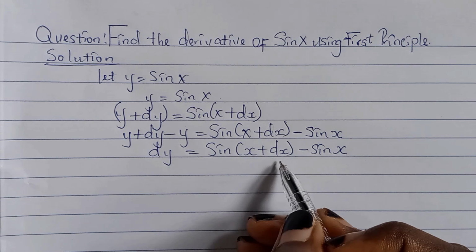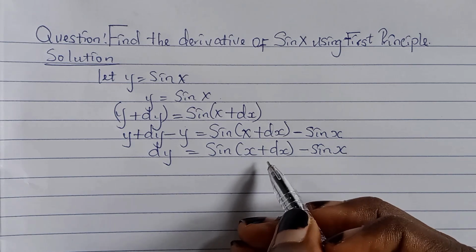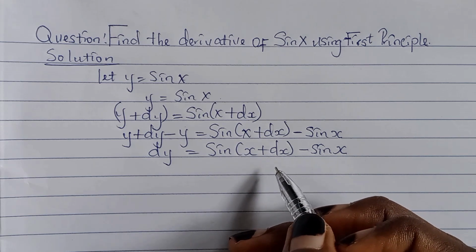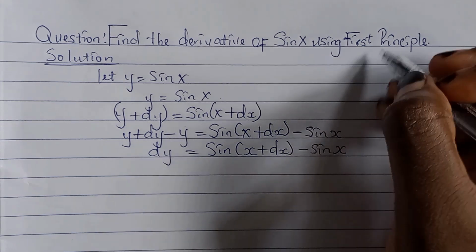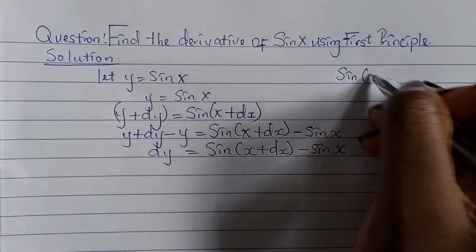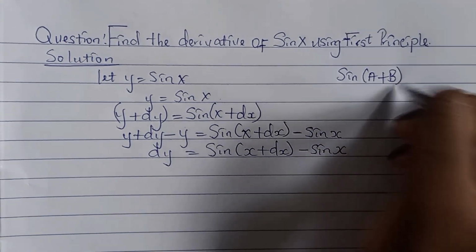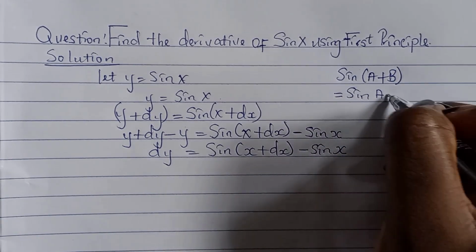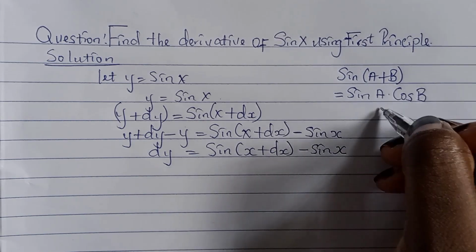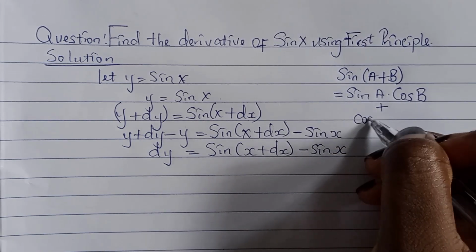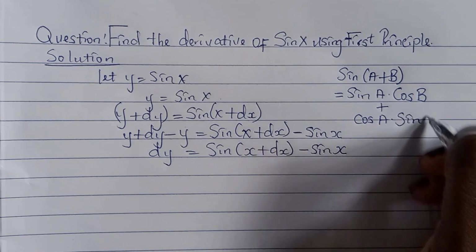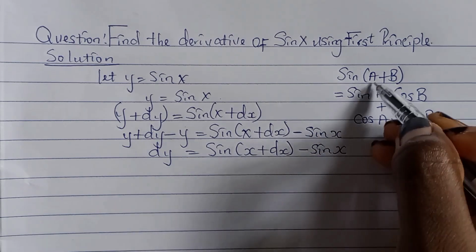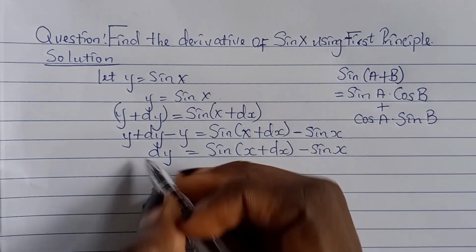We have to express this to make it easy for us to simplify, so we check whether we can simplify it or not. To express it, we are going to use the compound angle addition formula for sine, which is: sine of a plus b is the same thing as sine a times cos b plus cos a times sine b. So this is what we are going to use to express this. Here x is our a and dx is our b, so let's input it.